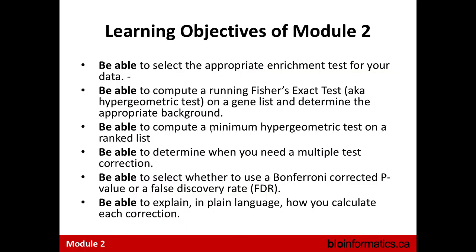This is the list of our learning objectives for this module. We are going to learn how to select the appropriate enrichment test for our data. We are going to learn how to compute Fisher's exact test, which is the test that we use when we have a defined gene list. When we have a ranked gene list, we will use some other statistical test, and one that we are going to see is the minimum hypergeometric test. We will also talk about multiple test correction, and we will learn how to calculate the Bonferroni and the false discovery rate.